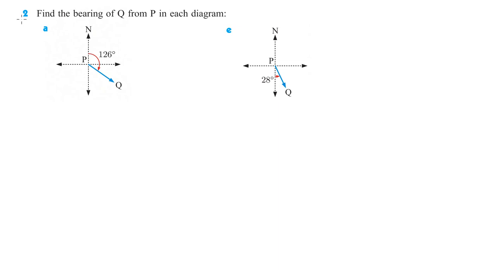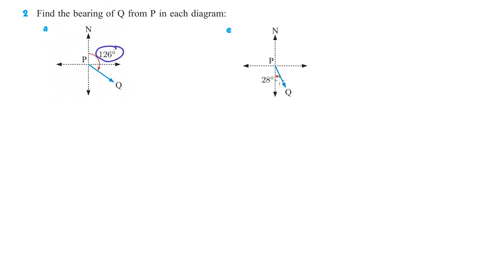First one we're going to look at here is number 2. Find the bearing of Q from P in each diagram. Okay, so remember, bearing always starts from due north. So look, they actually give you the bearing angle here. It's just simply 126 degrees.